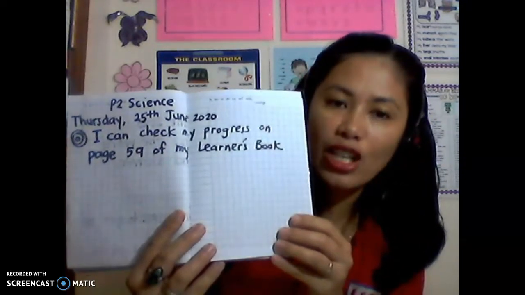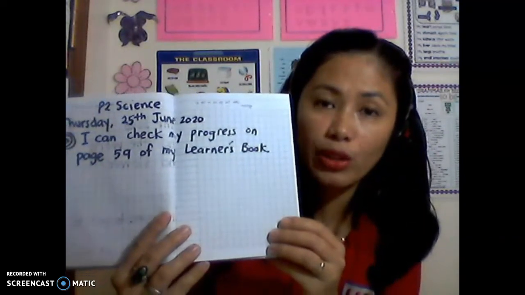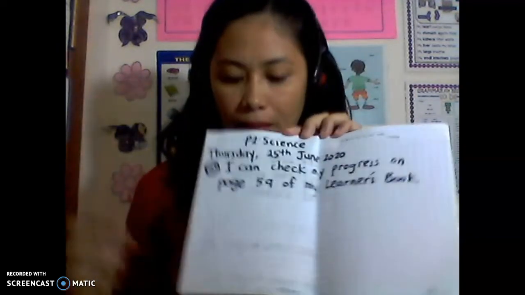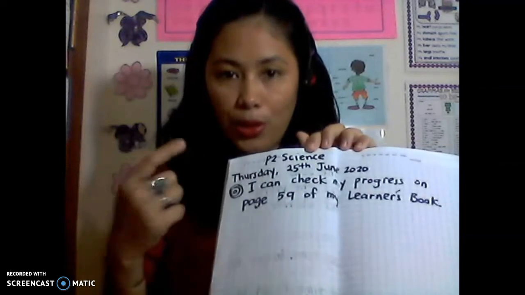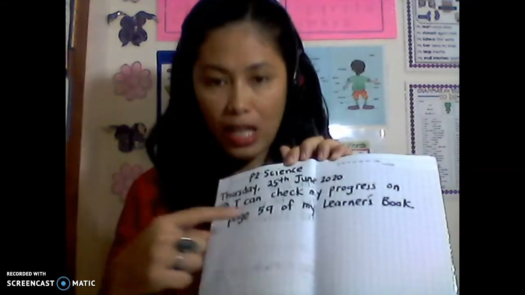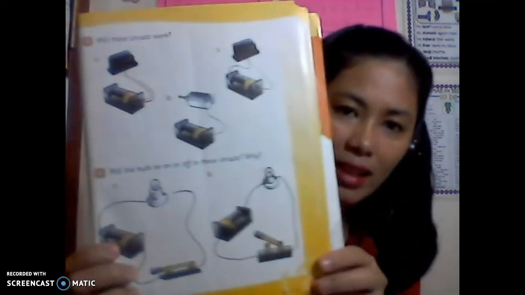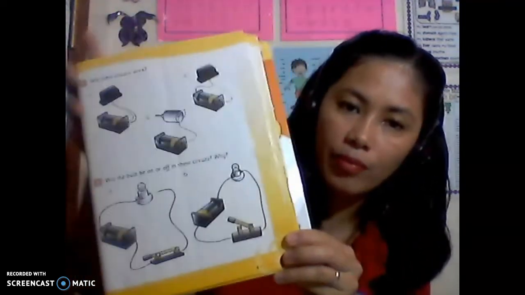Today's learning objective is that I can check my progress on page 59 of my learner's book. Again, you say to yourself, I can check my progress on page 59 of my learner's book. So please get your learner's book and open it to page 59. There it is. On this page, we will see two tests.